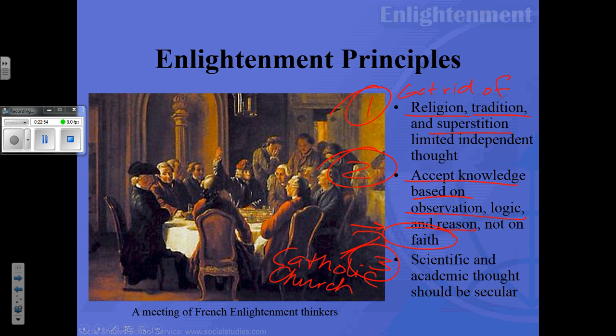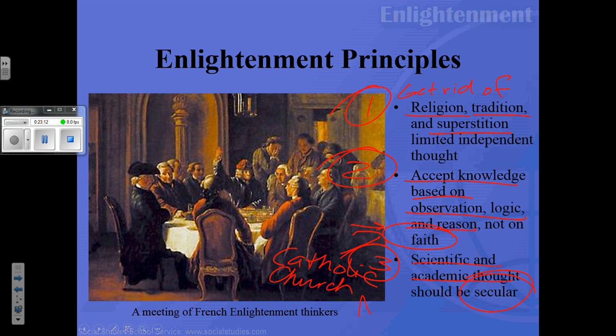The third thing you'll see is that scientific and academic thought should be secular. I told you we'd have this word again. What does secular mean? Not having to do with the church.